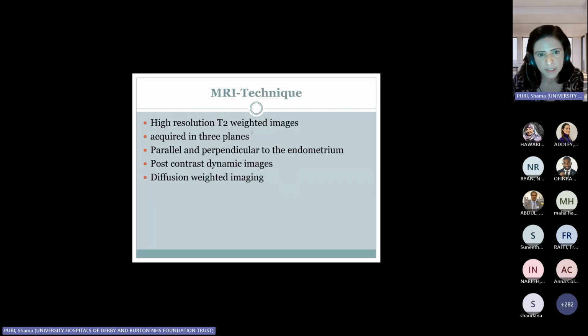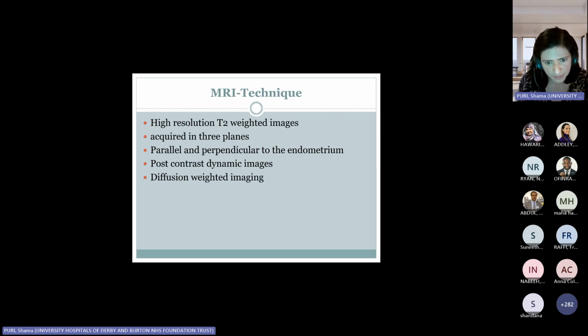So we obtain high resolution T2 weighted images. These are the best images to see the anatomical detail. We acquire them in 3 planes. First, the sagittal plane is taken, and once the endometrium is identified, we take 2 further planes, one parallel and one perpendicular to the endometrium. I'll show you in a minute.